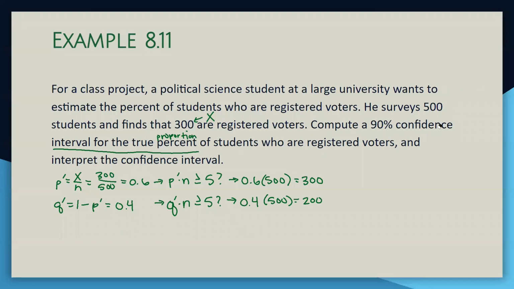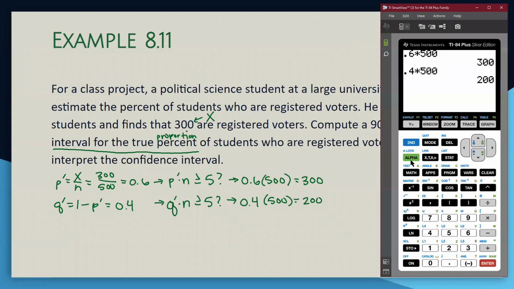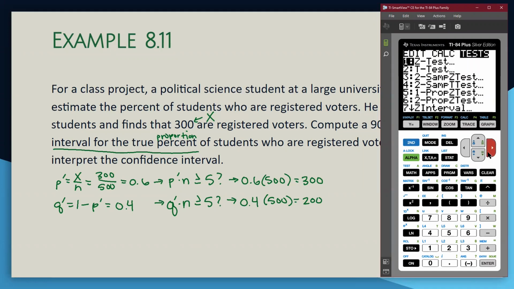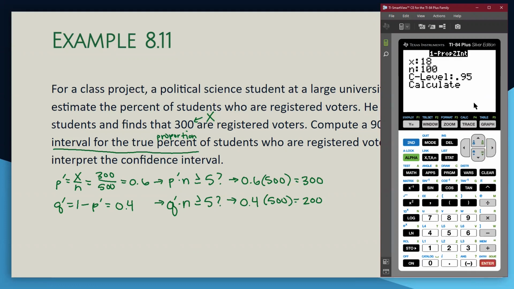Clear some space out here. We're going to pull back up our calculator, and we want 1 prop z int. So stats, tests, we want option A, 1 prop z int. And then it asks us for number of successes, 300. Sample size is 500. Confidence level is 0.9.